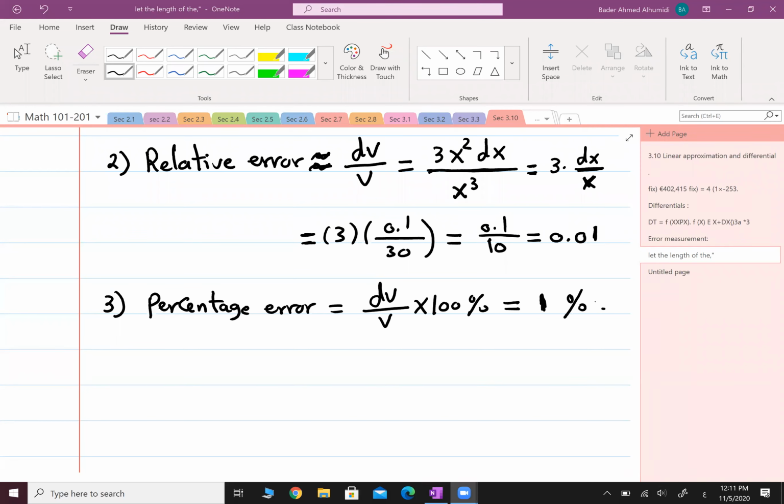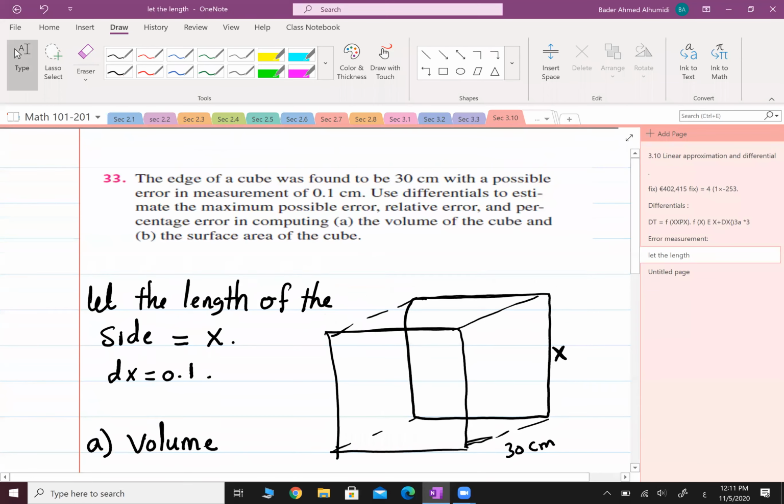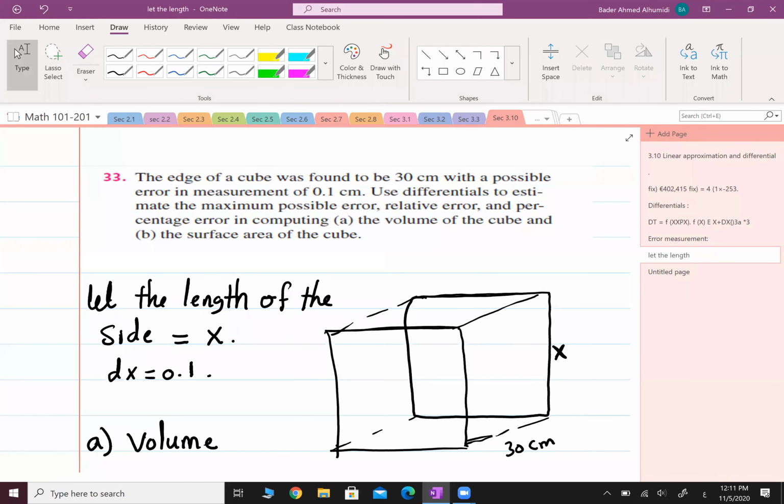So this is the first part. Why don't you think about the second one? Let's look for the second one. He said do the same for the surface area. I will give you 2 minutes to answer this question. Do it, please. Do the maximum error, relative error, and the percentage error for the surface area of the cube.